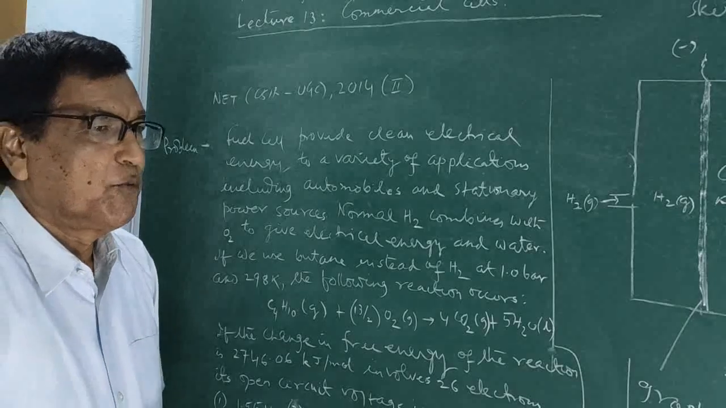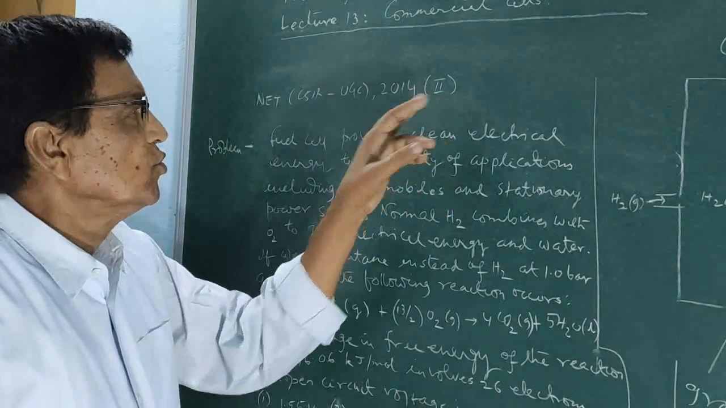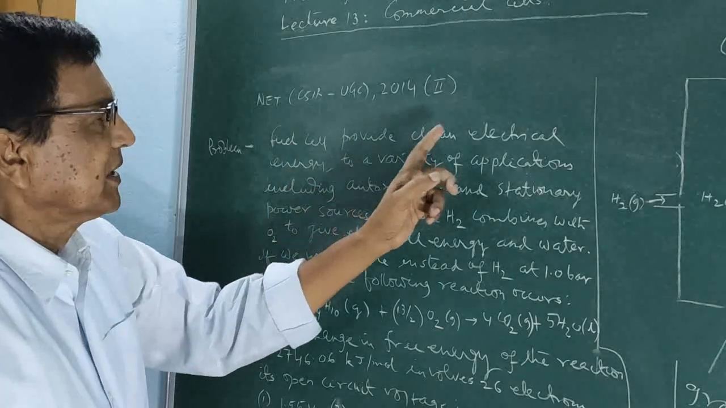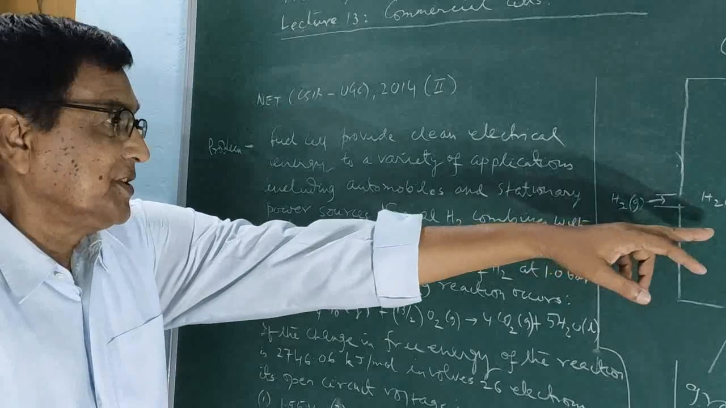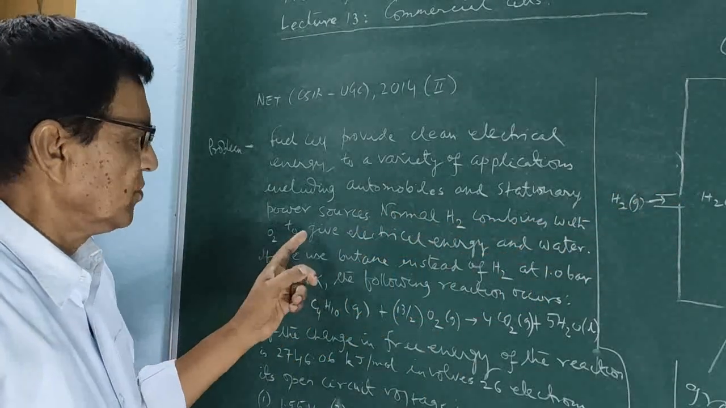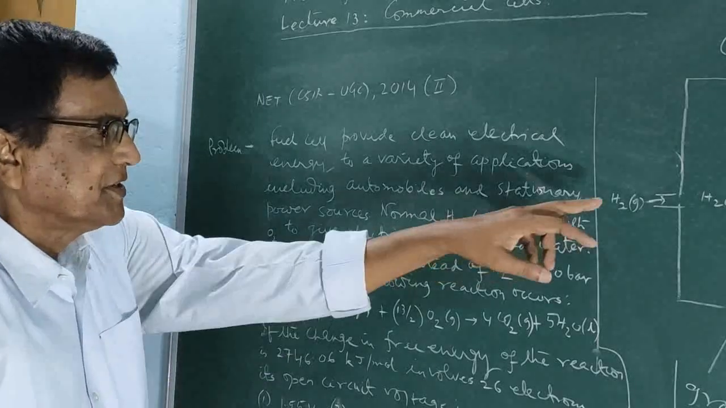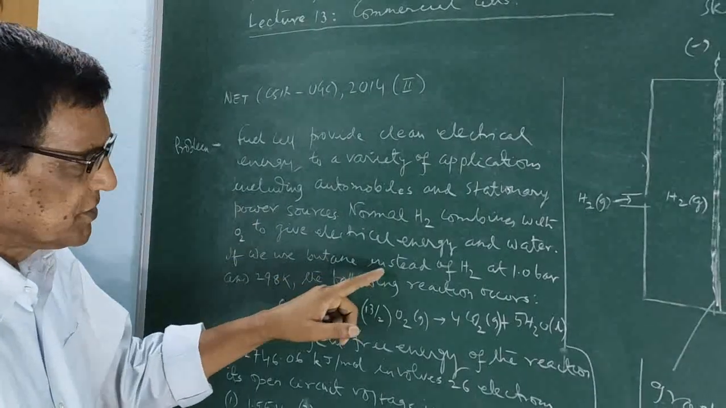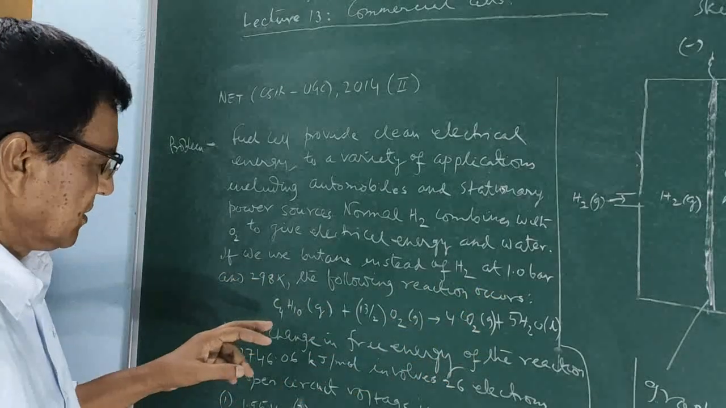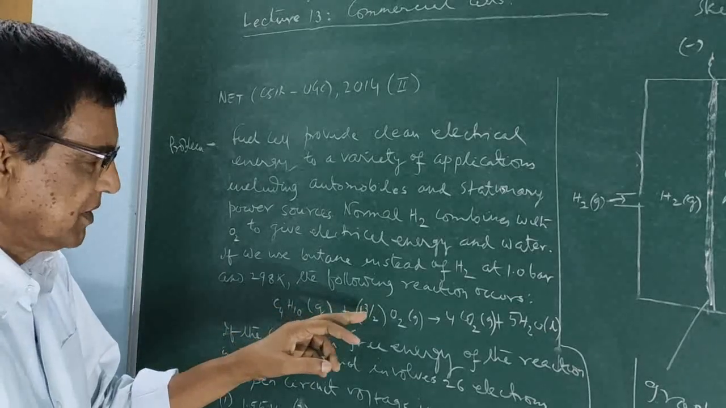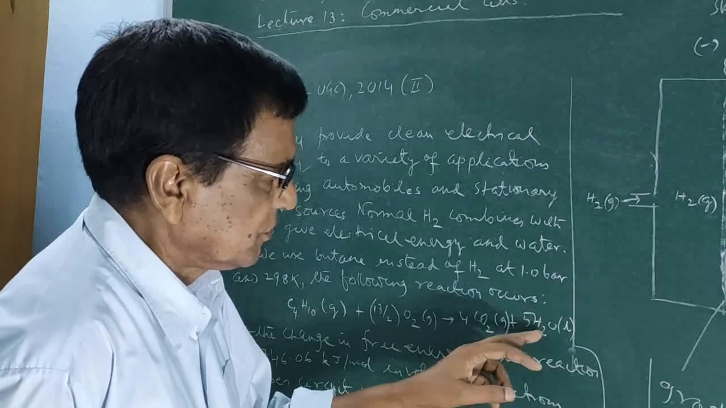Here I shall set one problem which appeared in NET CSIR UGC 2014 in June. The problem is: a fuel cell provides clean electrical energy to a variety of applications including automobiles and stationary power sources, as we have seen here. Normally hydrogen combines with oxygen to give electrical energy and water. If we use butane as fuel instead of hydrogen at 1.0 bar and 298 Kelvin, the following reaction occurs: butane C4H10 gas plus 13/2 oxygen gas giving 4 carbon dioxide gas and 5 molecules of liquid water.